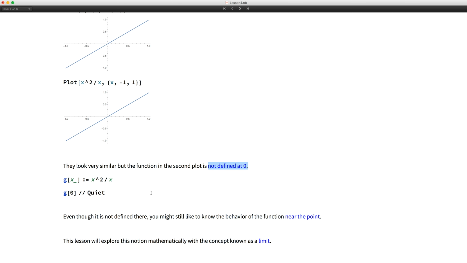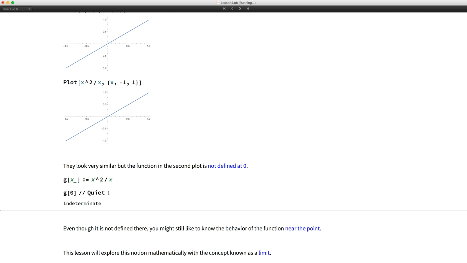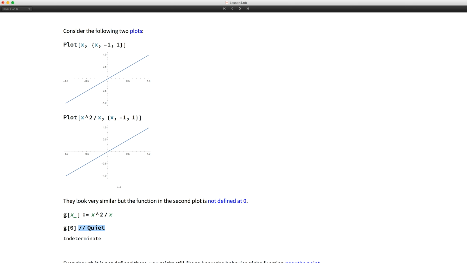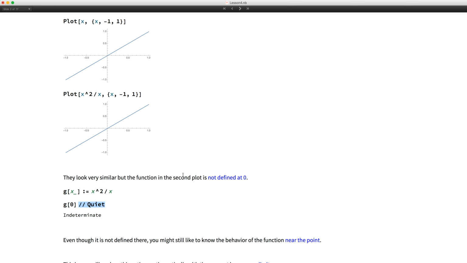And that becomes clearer if you define a function g with that expression. So g over here is defined to be x squared over x. And if you try and find the value of g at 0, then you get back the value indeterminate. The Quiet over here only says that I would not like to see any warnings that Wolfram Language would give us in this case. Okay, so the point is you have two very similar functions, but the second one has a slight issue at 0.